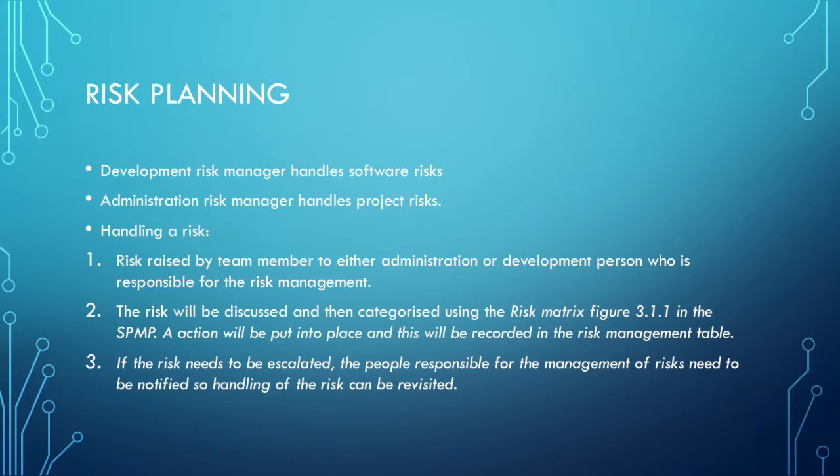So when a risk is noticed by a team member, they'll either tell the administration or development person who is responsible for the risk management, and from here the risk will be discussed and then categorised with a risk level based on the risk matrix, as seen in the software project management plan. And then from here an action will be put into place to either eliminate or reduce that risk, and then all this information will be recorded in the risk management table, and the risk will also be given a risk identifier. From here, if a risk needs to be escalated further, the people who are responsible for the risk management will need to be notified, so the handling of the risk can then be revisited.